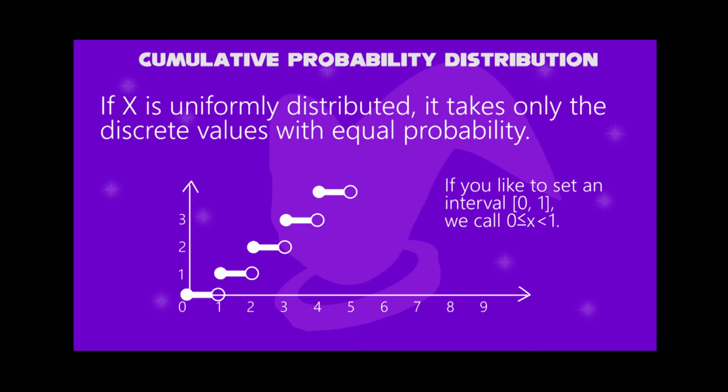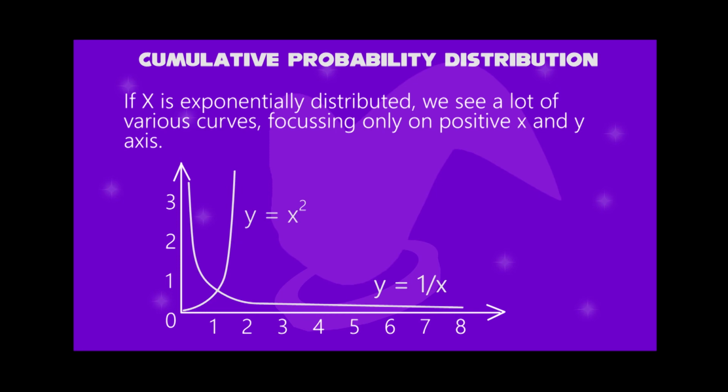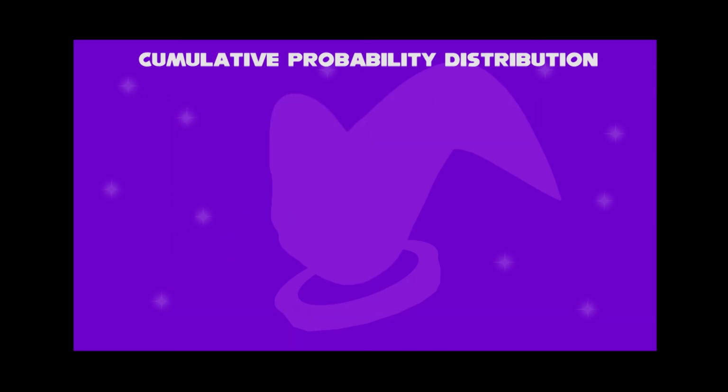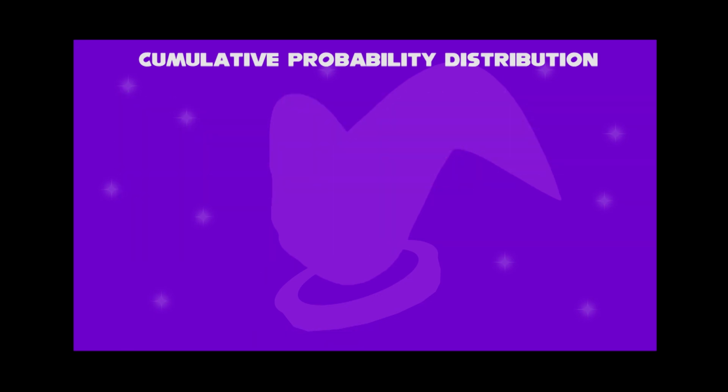If X is exponentially distributed, then you'll notice a lot of various curves, like y equals 1 by x, x squared, x cubed and others. If X is normal or binomially distributed, just like we talked about many ways of rolling a die or tossing a fair coin, we see a bell curve. When you keep increasing possibilities, we will see a bell curve that becomes closer to the normal distribution curve. So, this is how the cumulative probability distribution works.